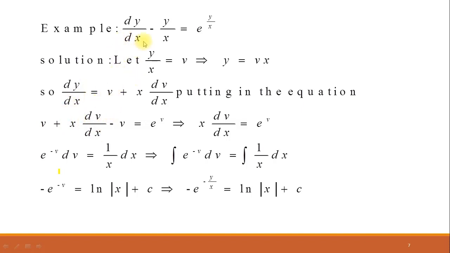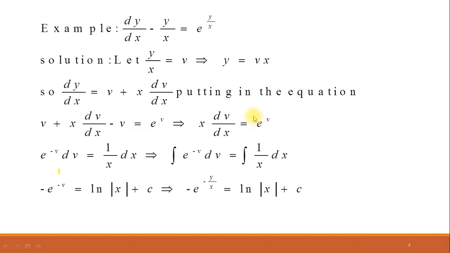Now, putting y/x = v, the equation becomes e^v. Since y/x = v, we get v + x dv/dx - v = e^v. Minus v and plus v cancel, so we get the new differential equation as x dv/dx = e^v.